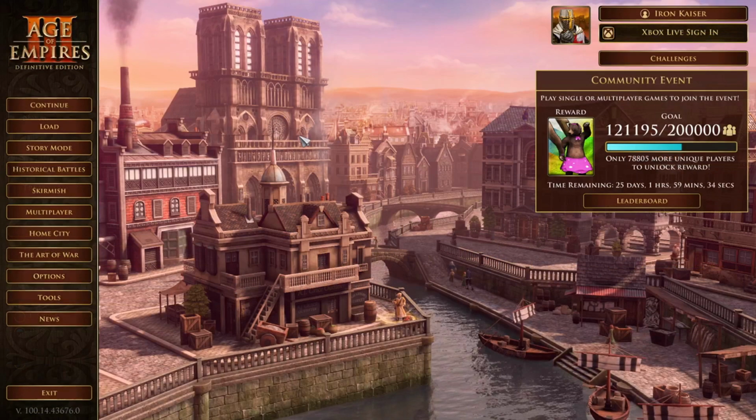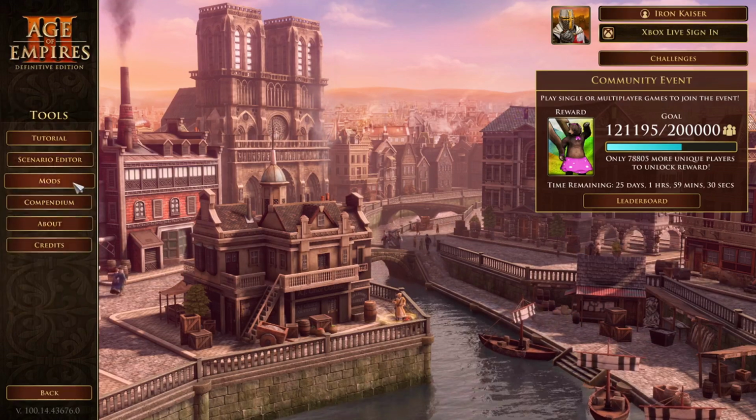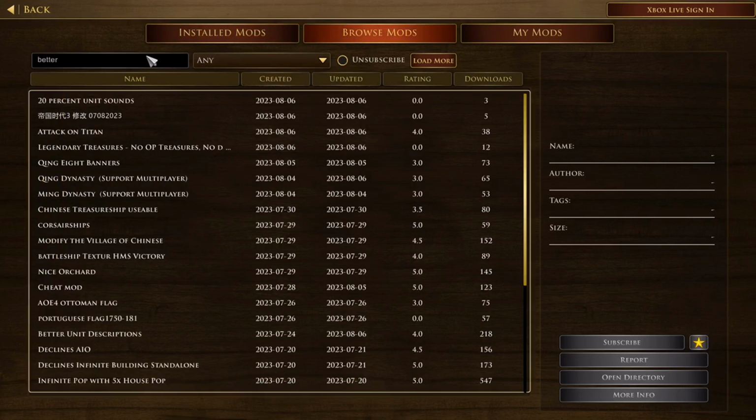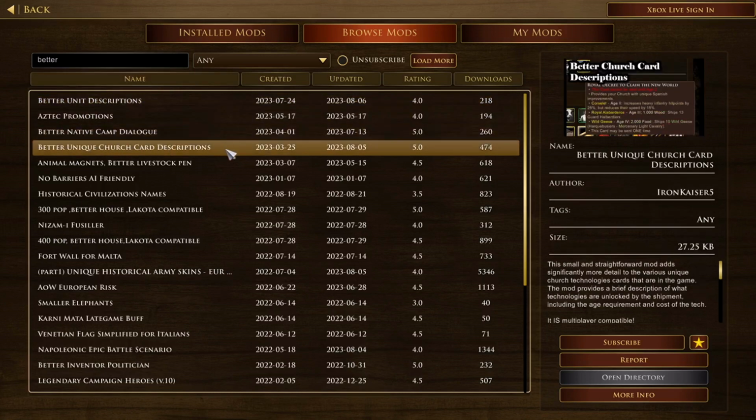And finally, let me show you how to get these mods. It's really simple. All you have to do is go to the Tools page, Mods, Browse Mods, type in Better, give it a second to load, and eventually you'll see pop up right here at the top the Better Unit Descriptions mod. And you'll also see a little bit below that the Better Unique Church Card Descriptions mod.